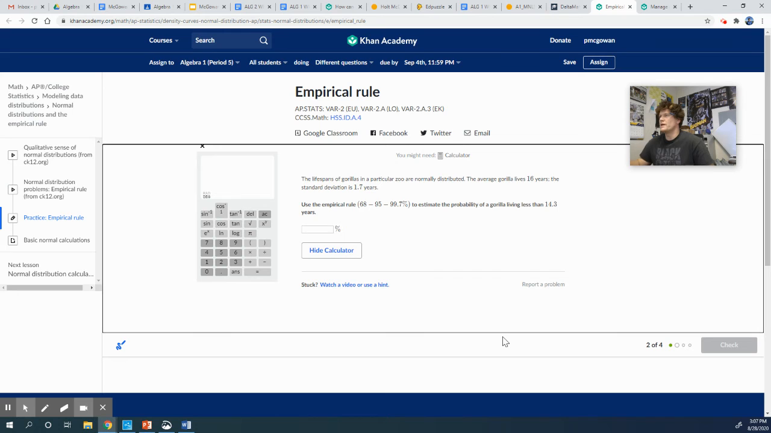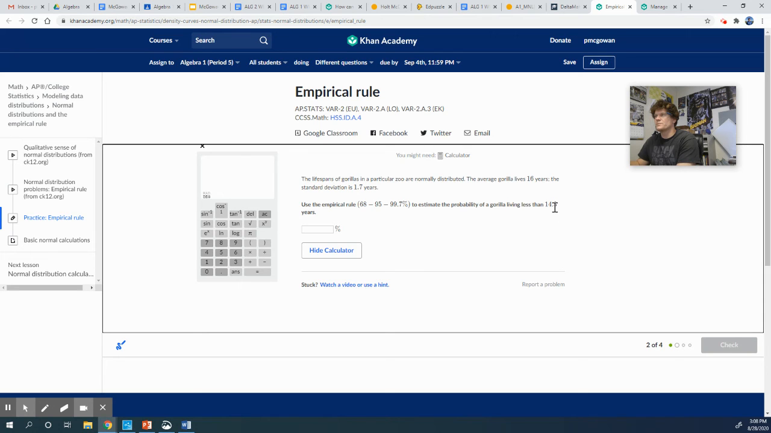I want to do one more, and then I'm leaving it for you guys. Lifespans of gorillas this time. Oh, gorillas. Average gorilla lives 16 years. The standard deviation is 1.7. This time we're looking at 14.3. Oh, it only gives us 1, and it says less than 14.3. So be careful with that.